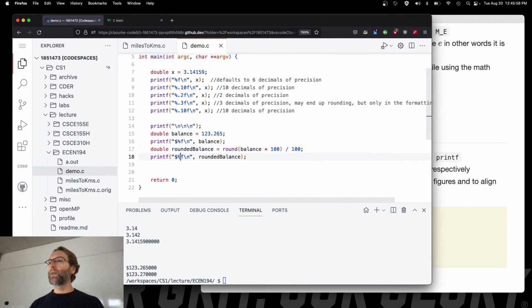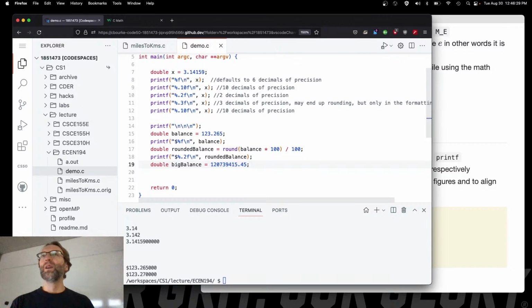How can we modify this so it doesn't? 0.2f. Excellent. Let's create another balance. Big balance is equal to 1,900,000. What's the jackpot in the Powerball? 120 million or something like that. 120,739,415 and 45 cents. There we go.